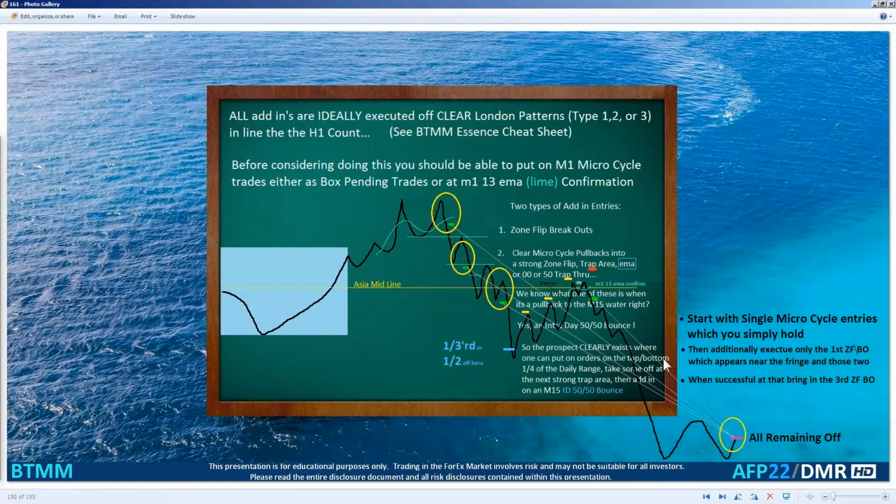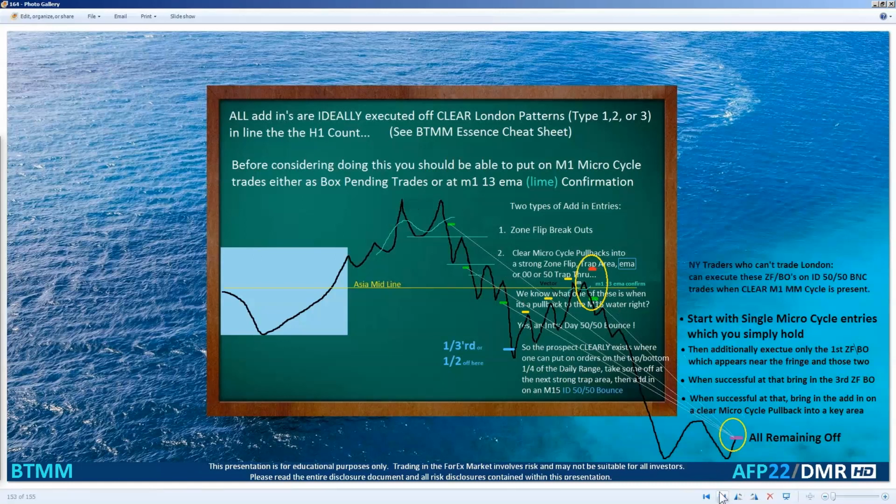Okay, and then obviously get to the point where you can hold these three through the pullback and then take it all off down here. Then lastly, once successful at that, bring in the add-in on this pullback in the microcycle into one of these key areas with all of these confluences stacking up. All right, and you'll be able to hold this in addition to these three all the way through.